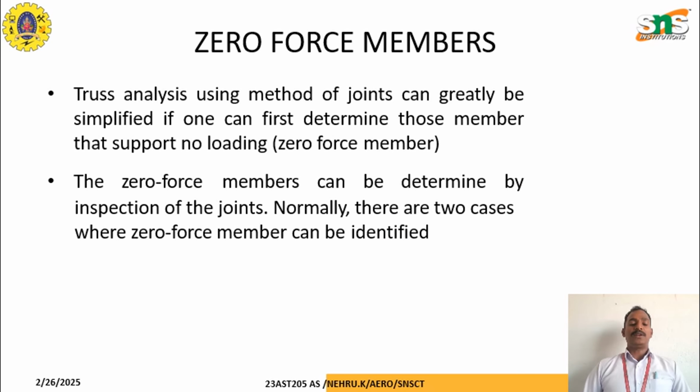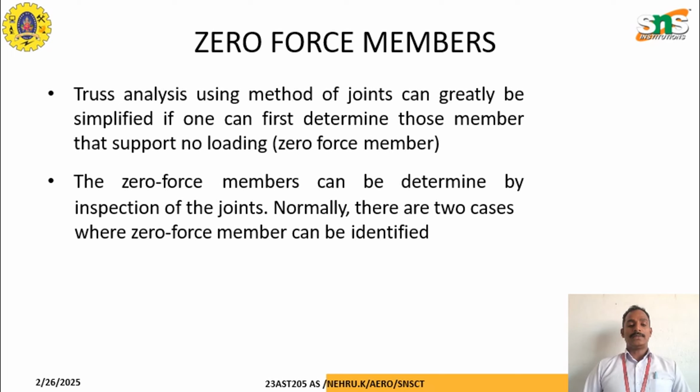Some members will get zero load; we call these zero force members. Truss analysis using the method of joints can be greatly simplified if one can determine those members that support no loading, that is, the zero force members. The zero force members can be determined by inspection of the joints.